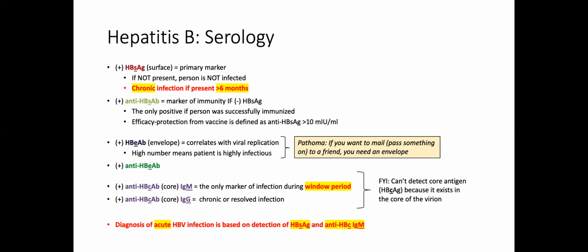E means envelope, but it also means infectious. If it pops positive, it correlates with viral replication. A high number means they're highly infectious. In Pathoma, if you want to pass the mail, you need an envelope. That's how you can remember it: if it has the E envelope, then you know if you want to pass the mail on to someone, you need an envelope.